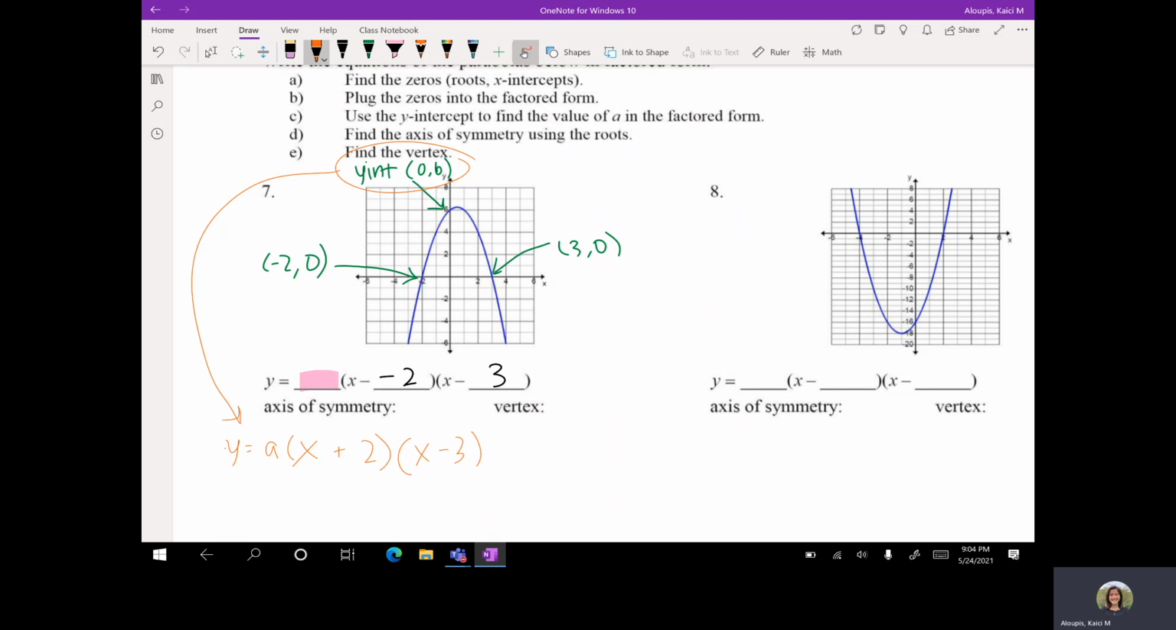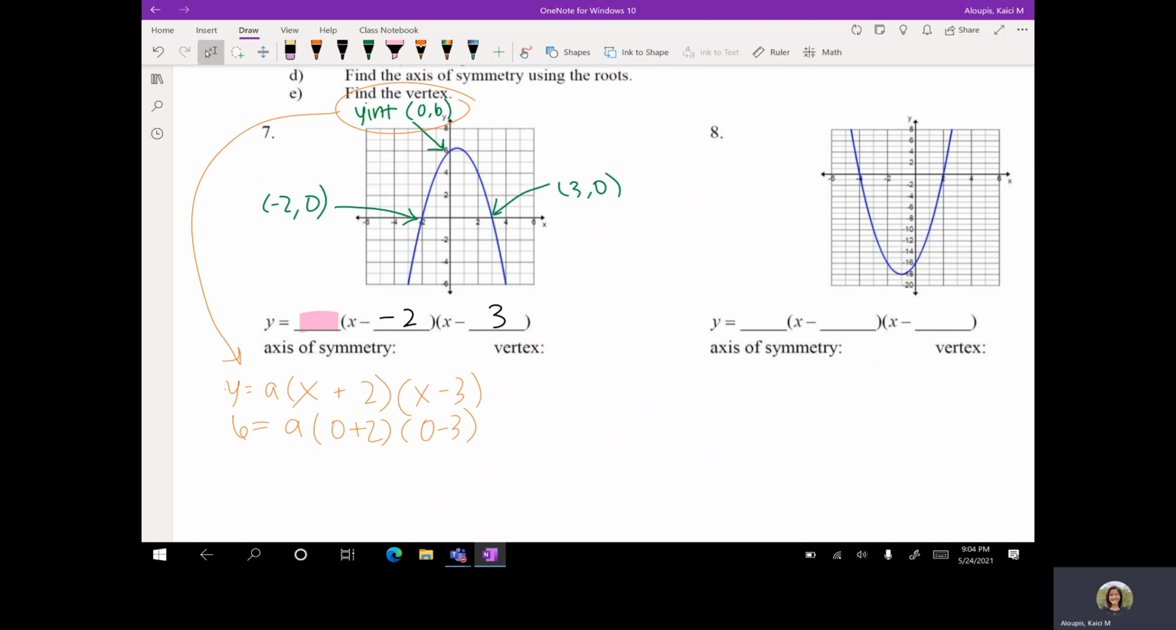What we're going to do is use this y-intercept coordinate and plug it into our equation here to solve for A. So instead of y, I'm going to write 6 is equal to A, which is what we're going to solve for, times, instead of x, I'm going to write (0 add 2) and then (0 subtract 3). You could use any points. You could use the x-intercepts if you wanted to, but it told us to do it this way.